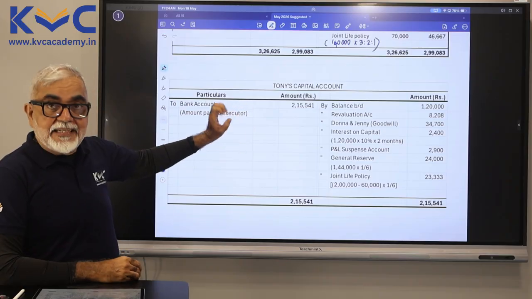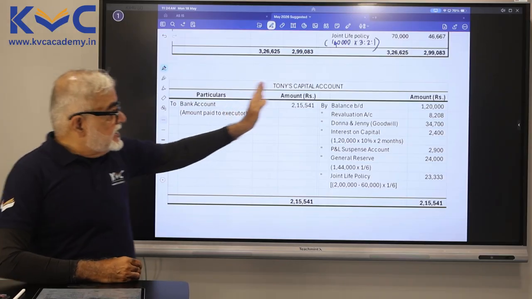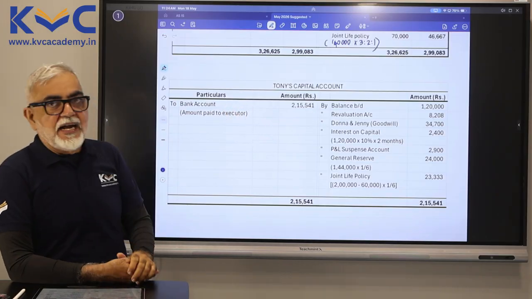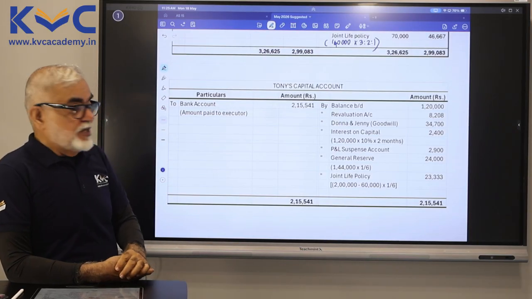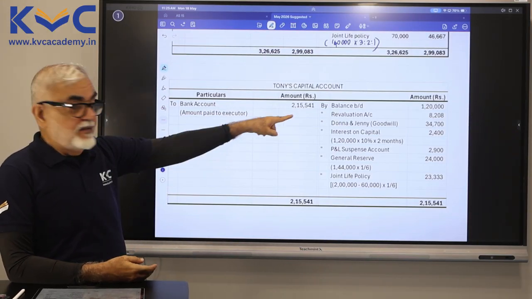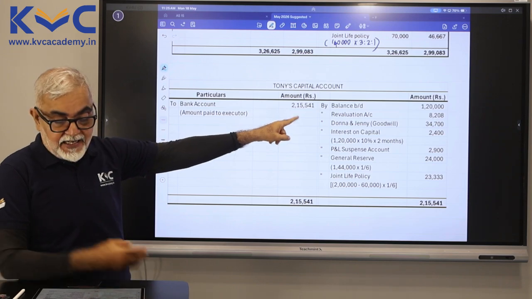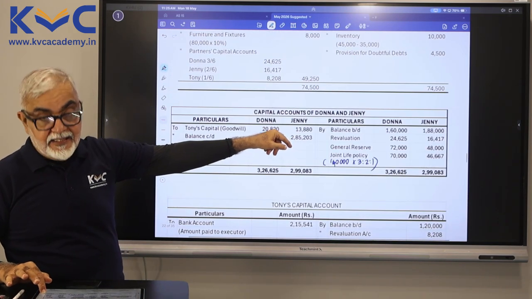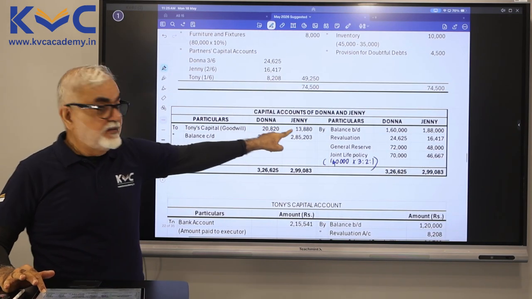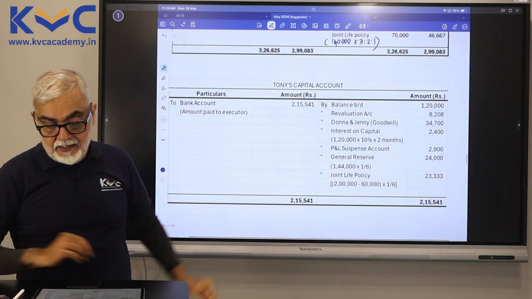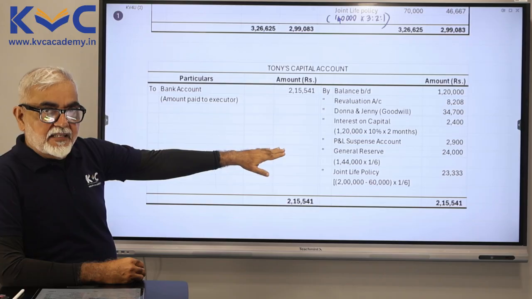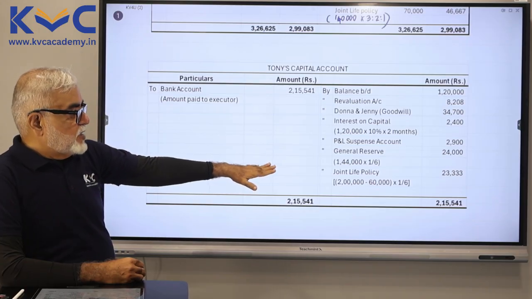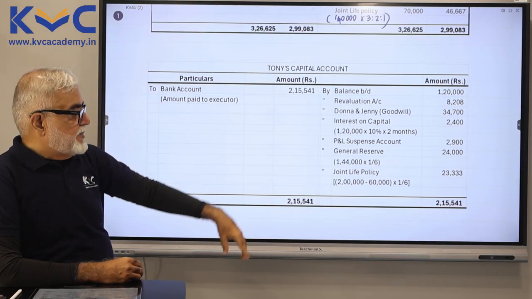So as far as the deceased partner's capital is concerned, his opening capital was 1,20,000. The revaluation share of profit is 8,208. Goodwill, he has to be credited with 34,700. The other partners were debited there. Okay? So, goodwill. The share of profit till the date of death. General reserve share. And joint life policy 1,40,000 into 1/6.